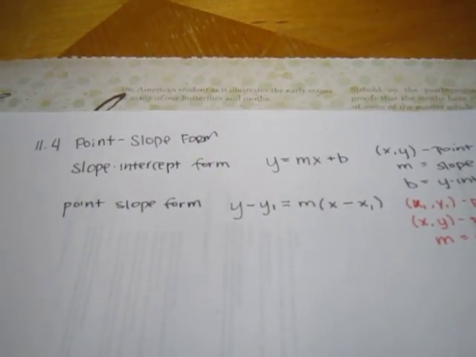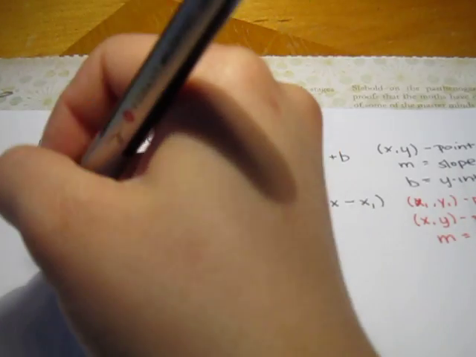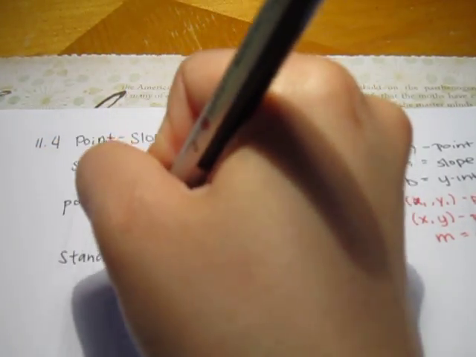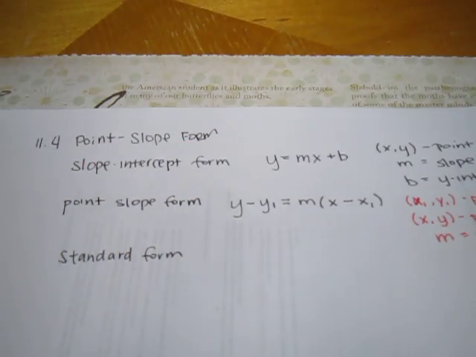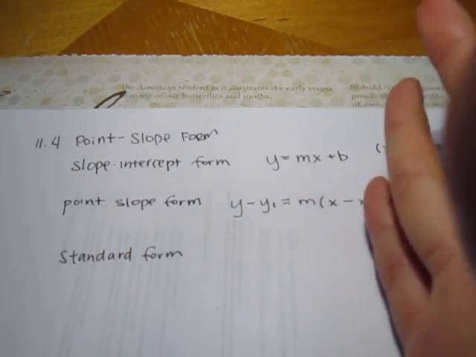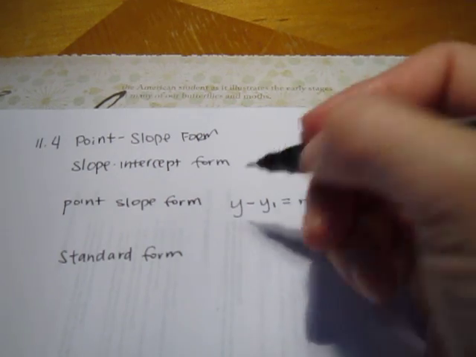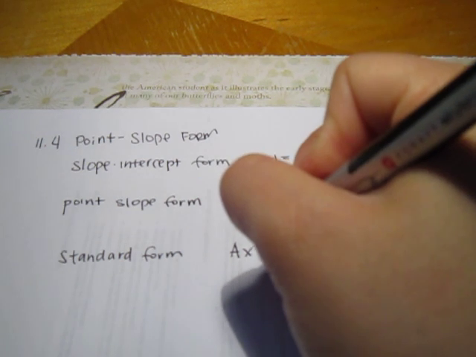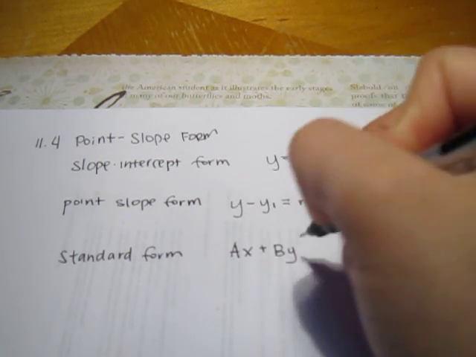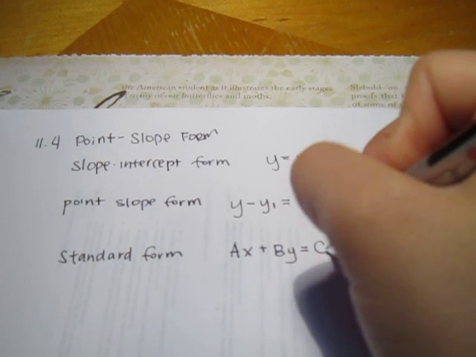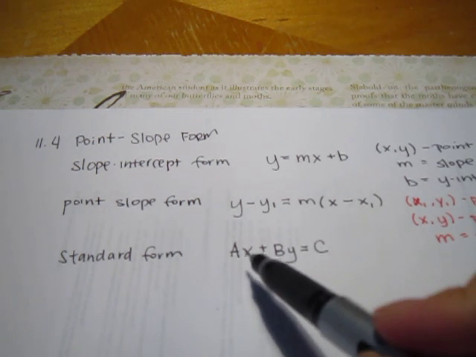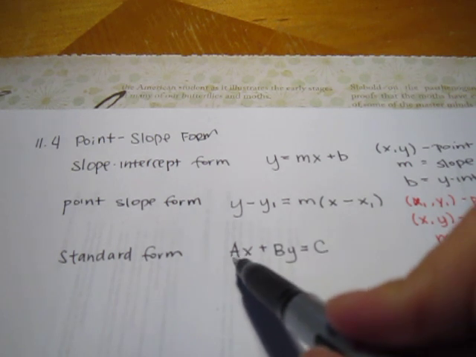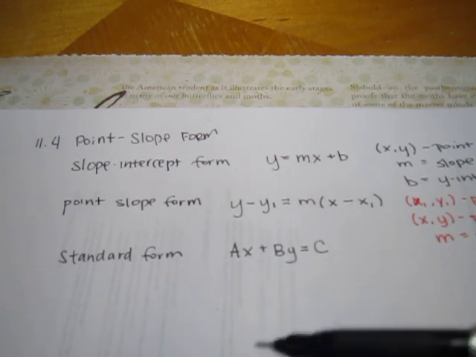I just want to put in this, we won't be using this too often, but we also see something called a standard form. And this is when you have the x and the y, the variables, on one side, and then the constant on the other. So we'll notice that as ax plus by equals c. Notice that it's not mx like we're used to seeing, it's ax, because at this point, this a, the coefficient, does not represent the slope.